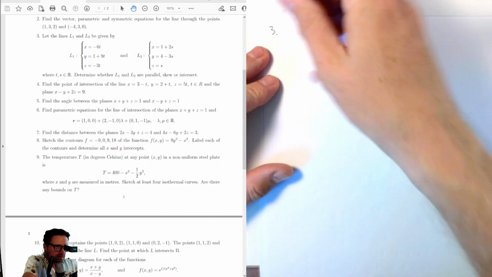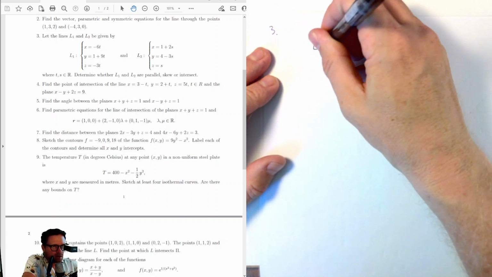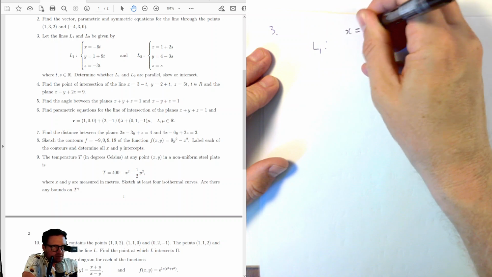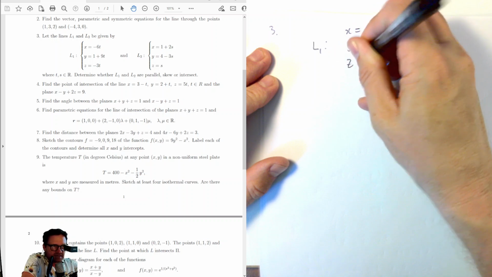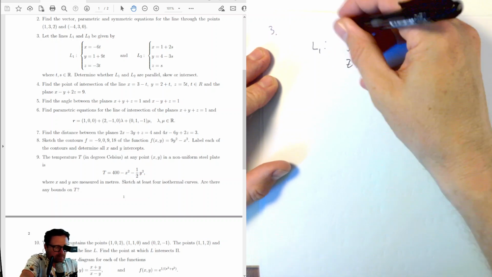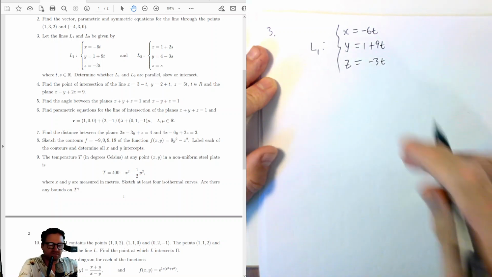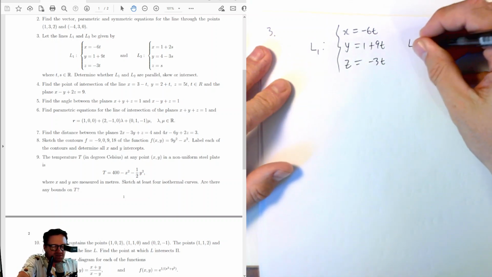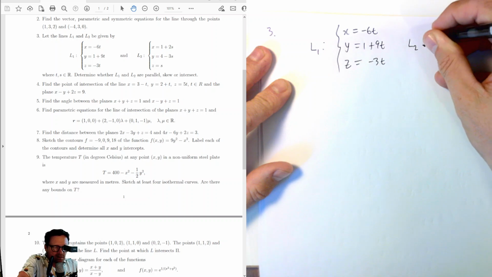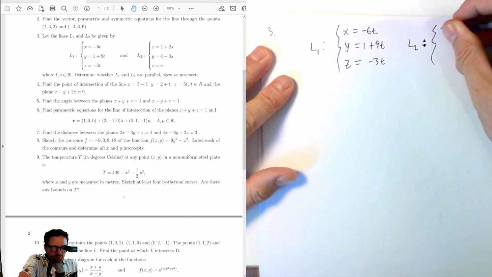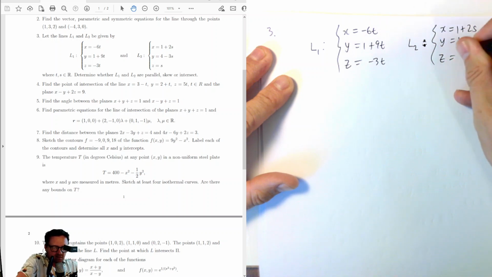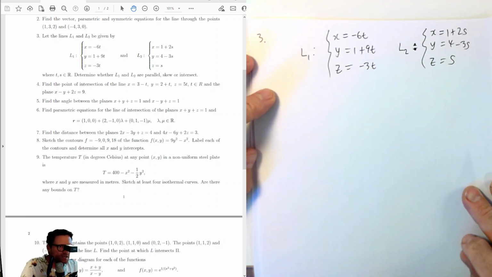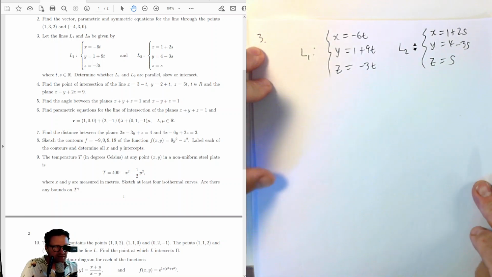Number 3. So we've got two lines. L1 says x is equal to minus 6t, y is equal to 1 plus 9t, z is equal to minus 3t. Okay, so this is a parametric equation of the line L1. L2 is the line x equal 1 plus 2s, y is equal to 4 minus 3s, and z is equal to s. All right, now the question is, determine whether they're parallel, skew, or intersect.